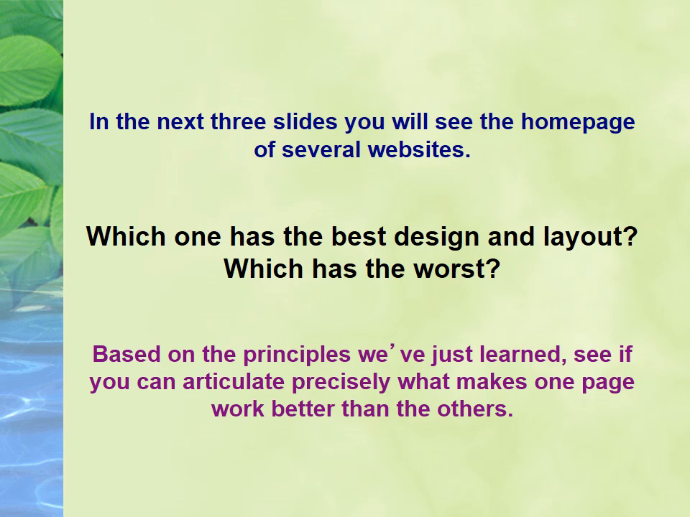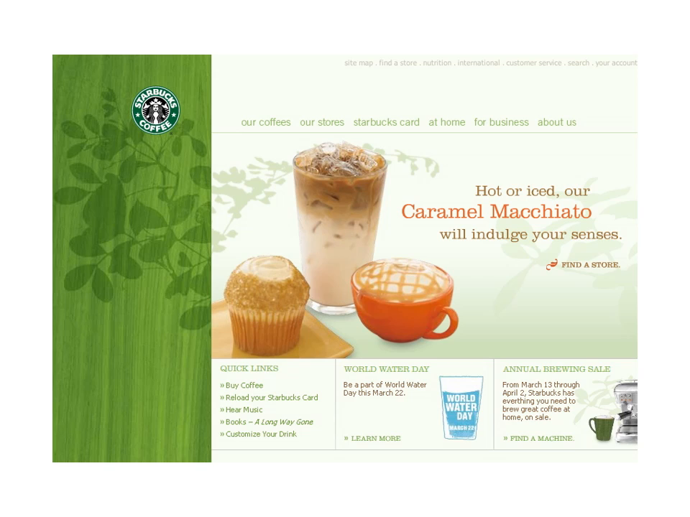In the next 3 slides, we're going to look at some home pages of certain websites, and we'll talk about which ones have the best design and which ones the worst, based on the principles we've just learned. So take a look at this page and see what actually is here. What you notice is that, and you've probably noticed it before if you've been out and about and ever gone into a Starbucks, they use a combination of browns and greens as their primary colors.